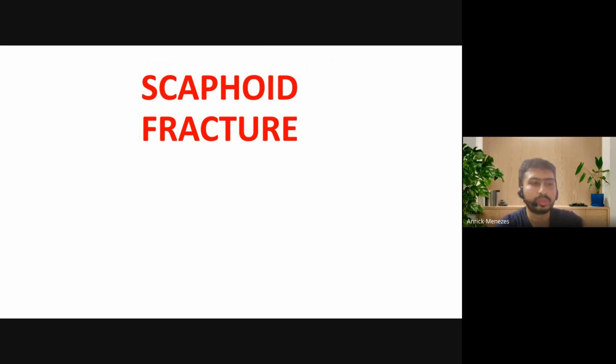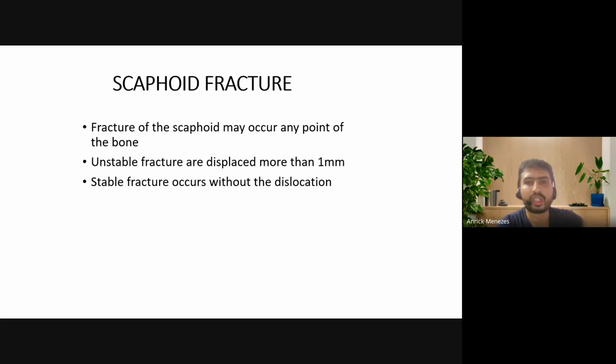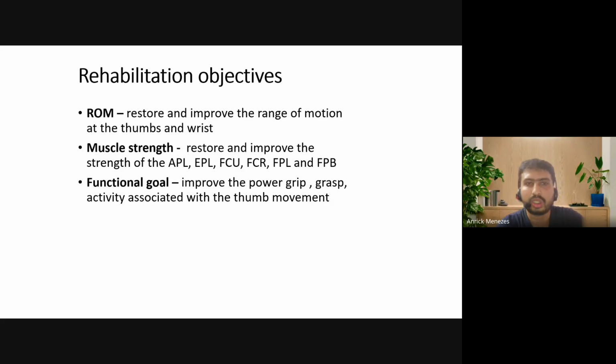Next, coming to scaphoid fracture. Scaphoid fracture may occur at any point of the bone. An unstable fracture displays displacement of more than 1 millimeter. A stable fracture occurs without displacement. The rehabilitation objectives here are to restore and improve range of motion and muscle strength. The scaphoid is a small carpal bone that gets fractured, and you have a lot of muscles surrounding or attaching around it.